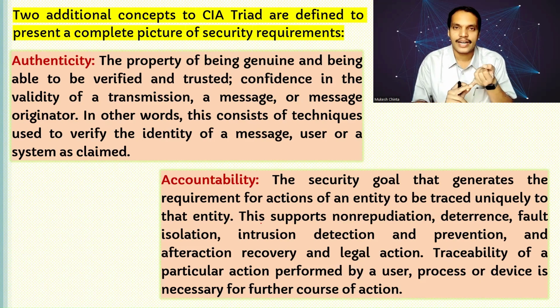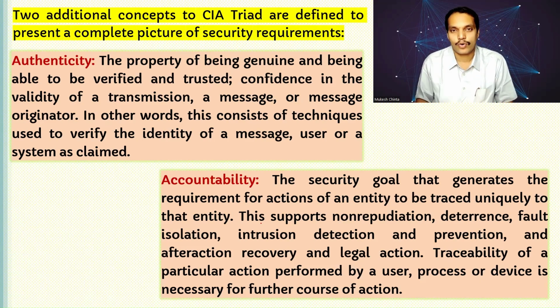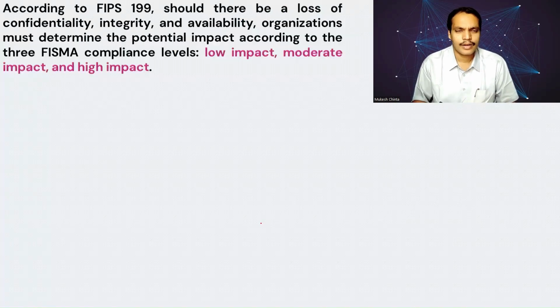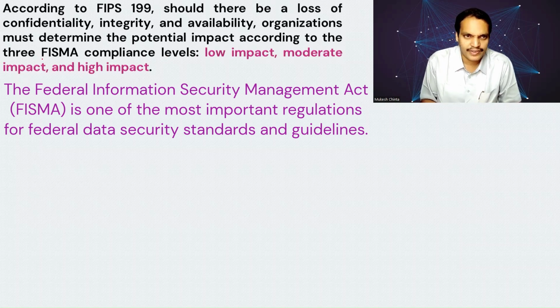So confidentiality, integrity, availability, authenticity, and accountability. These are all the security objectives. Now, according to FIPS 199, should there be a loss of confidentiality, integrity, and availability, organizations must determine the potential impact according to the three FISMA compliance levels. What do you mean by FISMA?